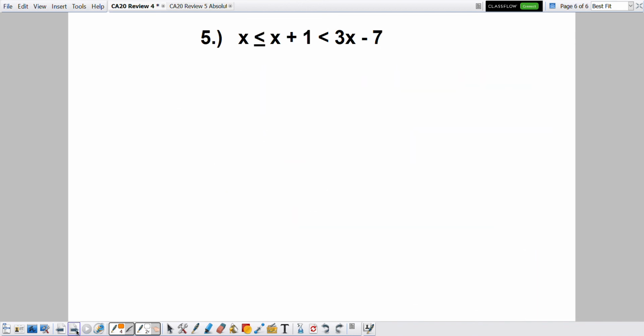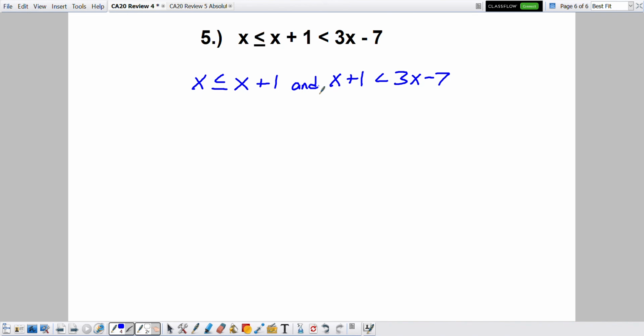So this is number 5. Notice again, there's more than one variable. It's not just in the middle. So we're going to go ahead and separate this into the left side and the right side. So x is less than x plus 1. Over here I have x plus 1 is less than 3x minus 7. The word and or intersection can go in the middle to say they both need to be true.